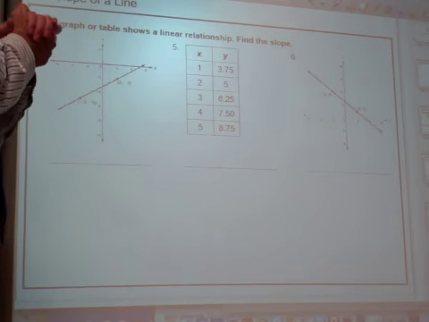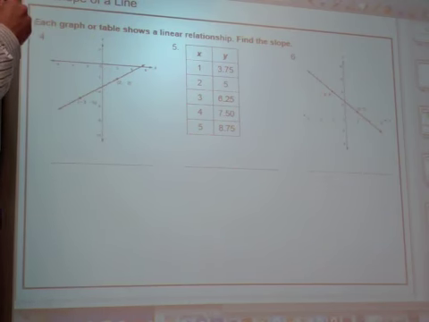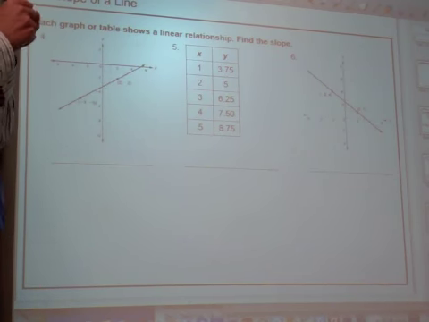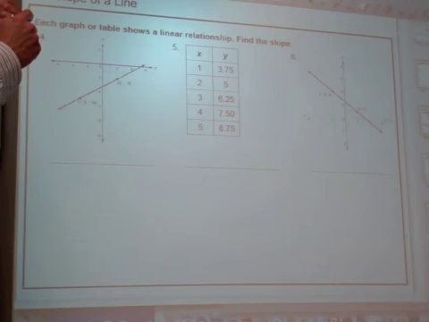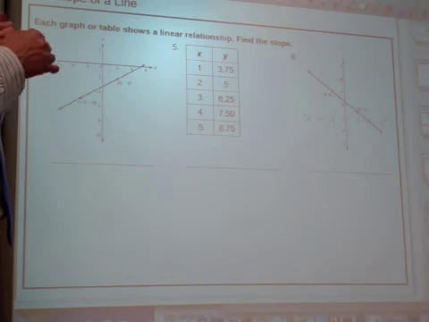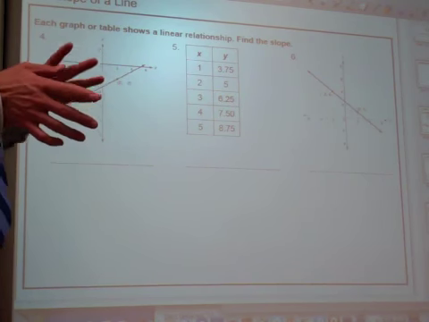Now, next one. Slope of a line. This one's a little hard to figure out because now you're not working with numbers. We're working with the picture piece of it. Okay? So the picture component is a little different. Each graph or table shows a linear relationship. Find the slope. Let me go back for just a second.